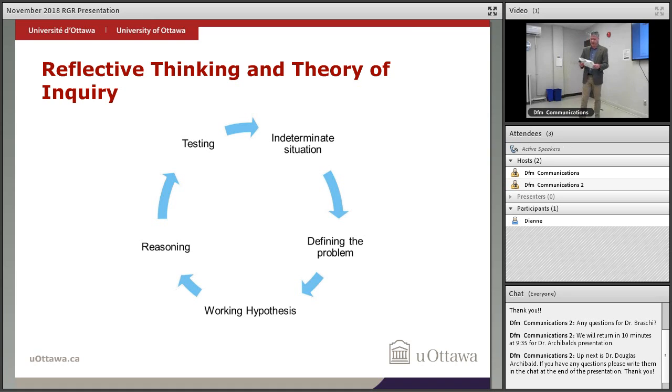Now, what Dewey did is he came up with this reflective thinking and theory of inquiry. It starts with a given situation that you have. Within that situation, you come up with a question or a problem that's arisen from the situation. From that question, you develop a hypothesis, and then you reason through it and finally test it out. And this is a model that started over 100 years ago and has been adapted over the last 100 years.